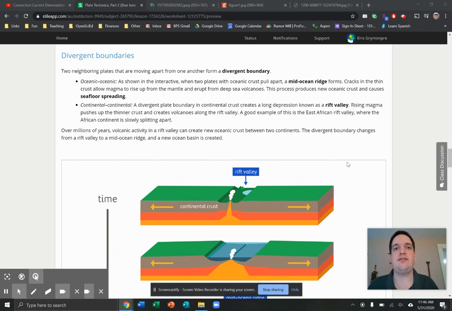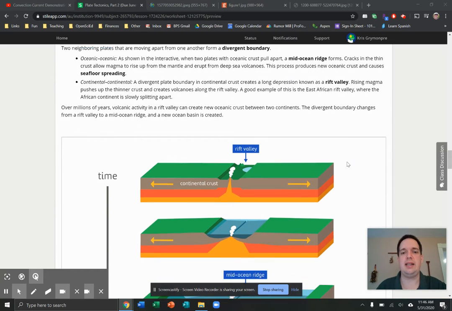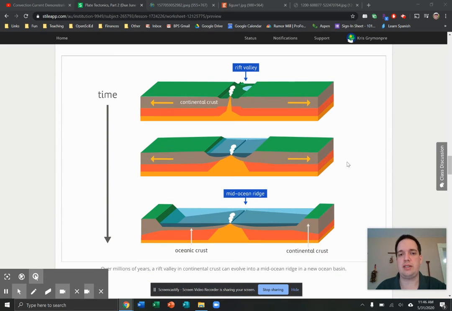Okay, let's try divergent boundaries now. Remember, divergent boundaries are when the plates move away from one another. And it's actually a lot more simple than the convergent boundaries because they really only do one thing, and they form oceanic crust in between.